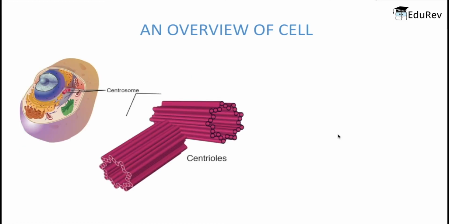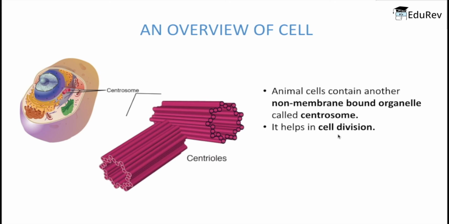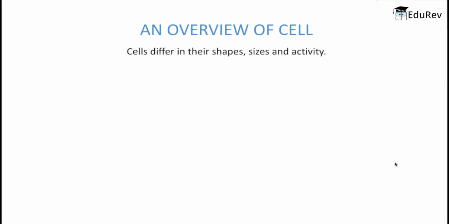The animal cells also possess a non-membrane bound organelle called the centrosome. This circular structure you see here is the centrosome, and it aids in the process of cell division, which you are going to study later on in your subject. Now these cells might differ in their shape, sizes and activity.